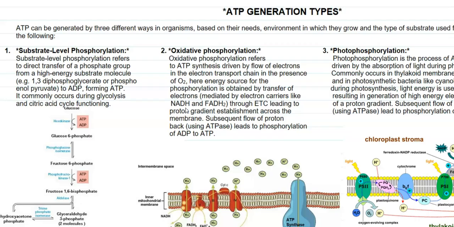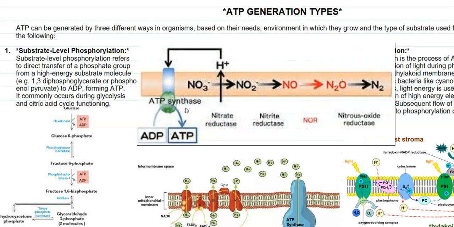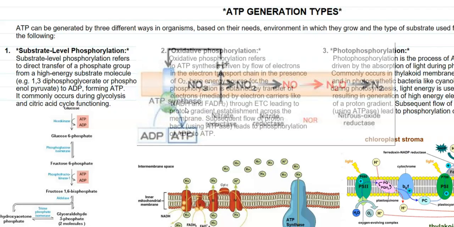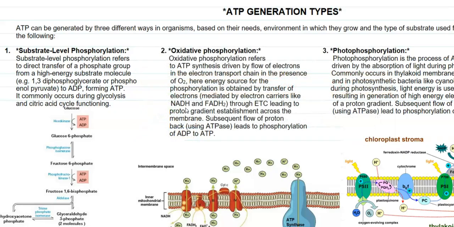When oxygen is present, it is referred to technically as aerobic respiration. If, instead of oxygen, any oxidized form of inorganic compound such as nitrate or sulfate is present, it is referred to as anaerobic respiration. Here, the energy source for the phosphorylation is obtained by transfer of electrons through certain electron carrying molecules such as NADH and FADH. These molecules all originate in the operation of glycolysis and the TCA cycle.